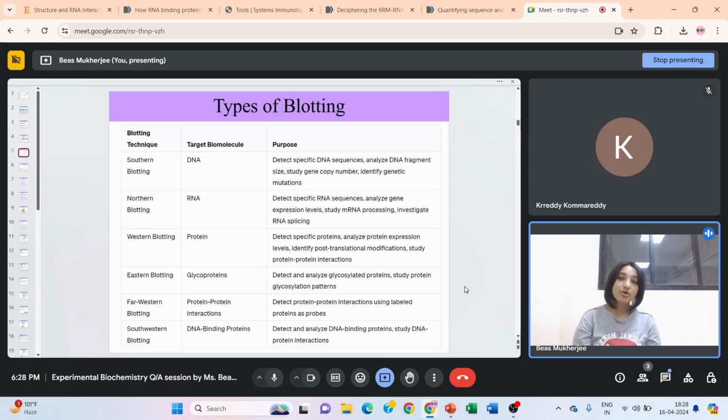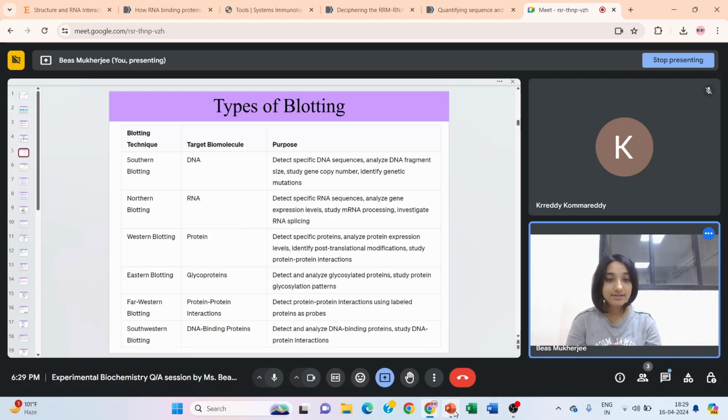For western blotting you can detect specific proteins, analyze protein expression levels, identify post-translational modifications, study protein-protein interactions, and so on. For Eastern blotting, glycoproteins are detected. And for far western blotting, protein-protein interactions are studied using labeled proteins as probes. So what are probes? We will study very soon what probes are. Then there is southwestern blotting, where DNA-binding proteins are detected.